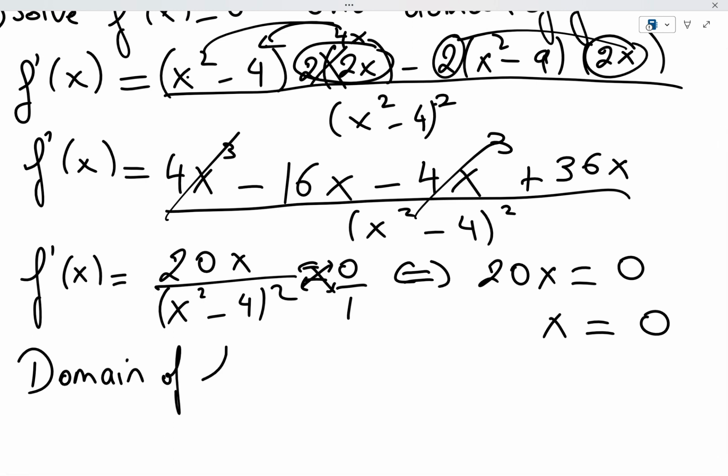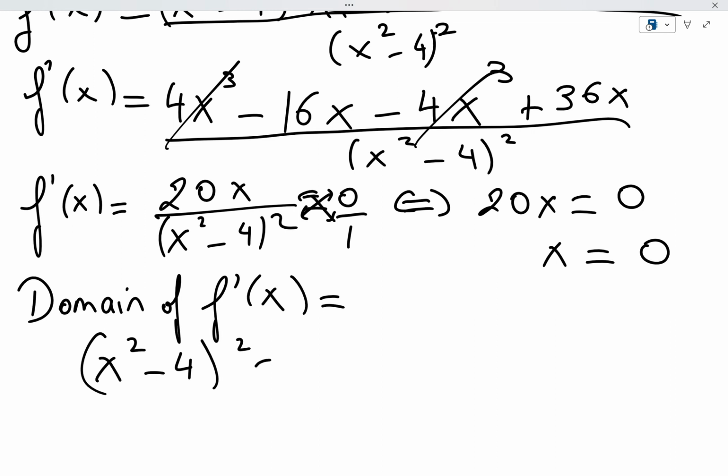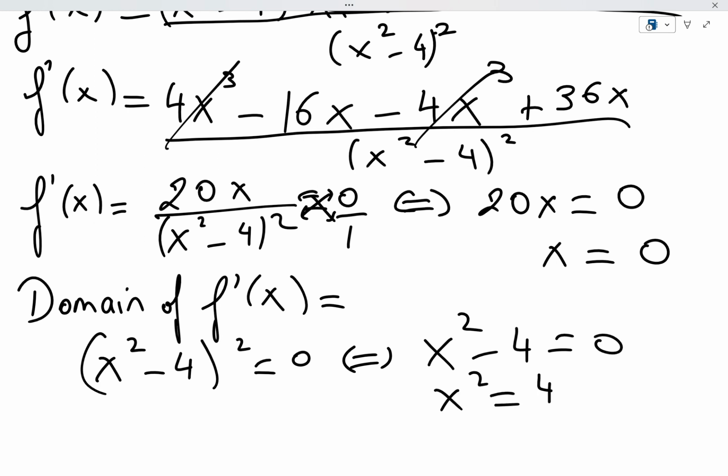So this is a rational function. The domain will be all real numbers except where the denominator is 0, so we need to check when the denominator is 0. And this is equivalent to when x squared minus 4 is 0, and that's x squared equals 4, so x is plus or minus 2. So the denominator will be 0 at 2 and negative 2, so the domain is going to be all real numbers except 2 and minus 2.